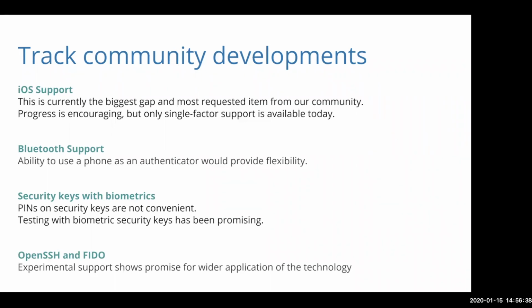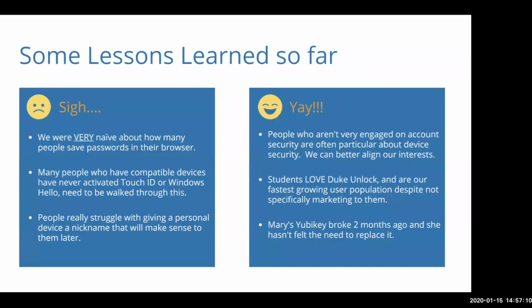We're also keeping track of some Bluetooth support that Google has been working on. And we're also looking at some security keys with biometrics. We know Yubico is working on some of those security keys. Currently, the ones that they have only support PINs for user verification. But we have found that there are other vendors that do have biometric security keys, and we've bought a few of those to test them out. And I spoke about the OpenSSH thing earlier. I'm going to move quickly since we're running out of time.